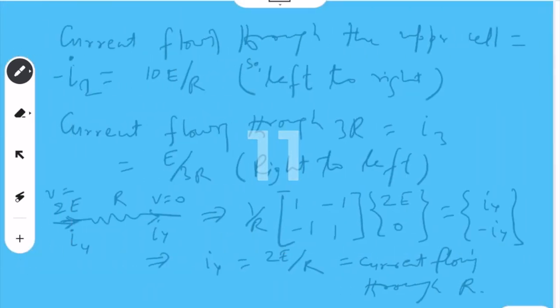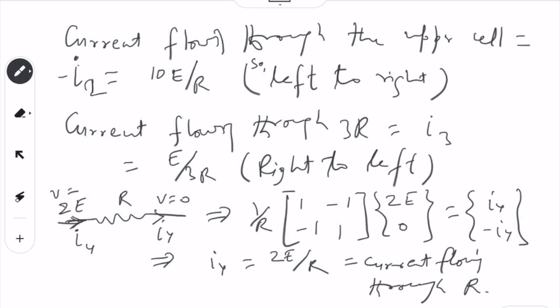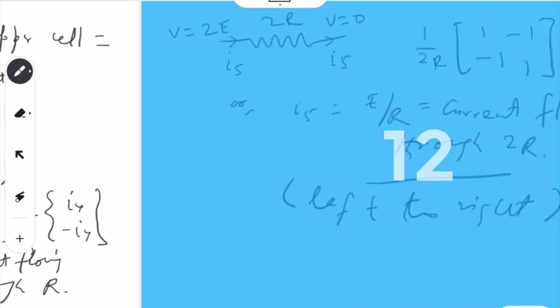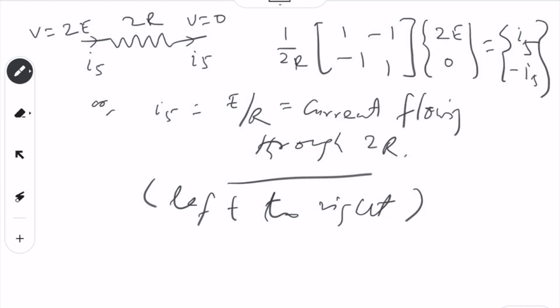The previous case, the sense will also be from left to right. So this is left to right only. Okay, so we got the values and the direction for all the resistances and cells. This is how you have to solve. So we are done with the solutions.